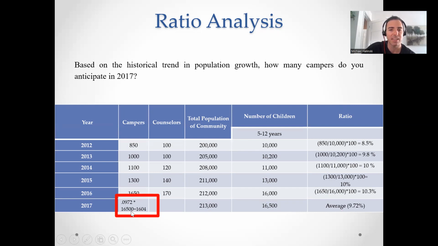That shouldn't be 16,500. It should be just 1650. Okay, and that puts the final number at 1604. In this case, you would always round up. So in this case, it would be rounding up to 1604.